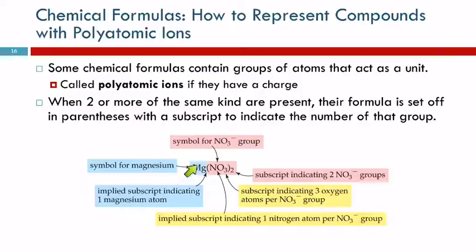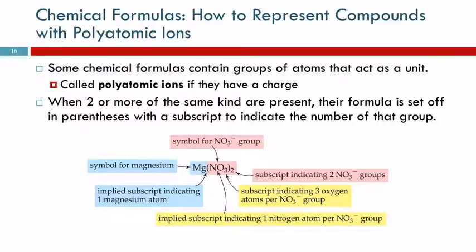Here's this formula, Mg, and then there's parentheses around the NO3, and then a 2 on the outside. If we're reading this, we'd say Mg(NO3)2. The parentheses here tell us that we have a nitrate ion unit, okay? And outside the parentheses, that tells us how many of those units we have.